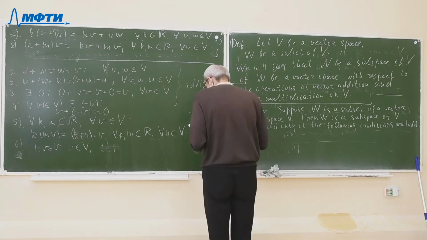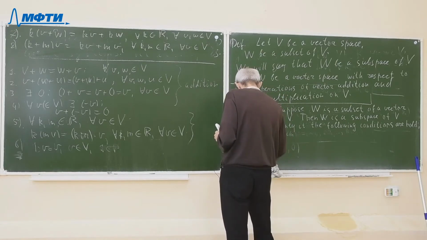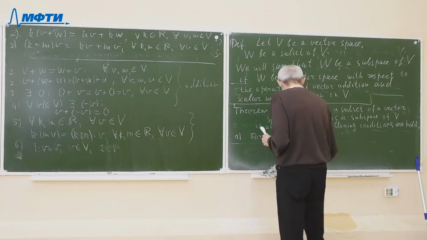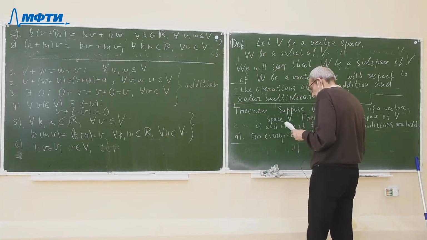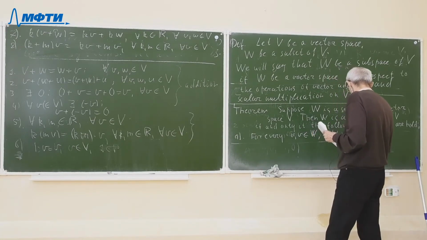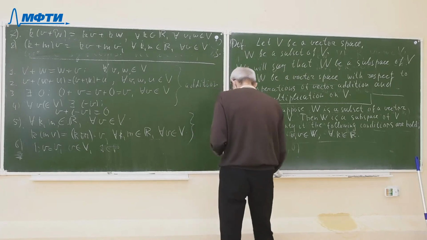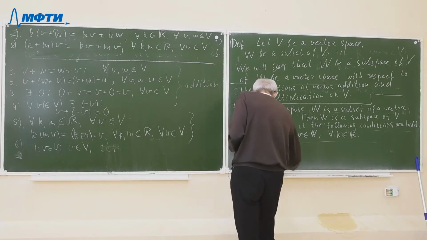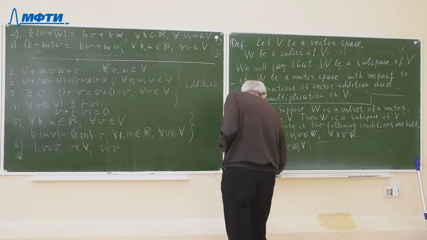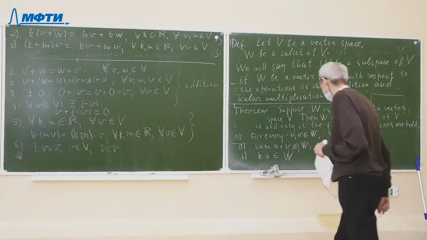Condition A: for every U, V which belongs to W and any real number K, we have the sum U plus V belongs to W. B: the scalar product K times U belongs to W.